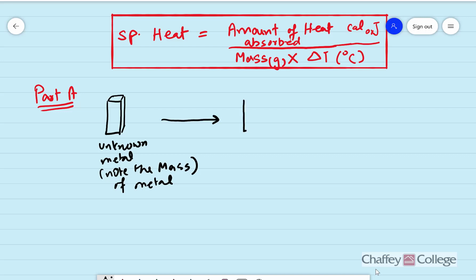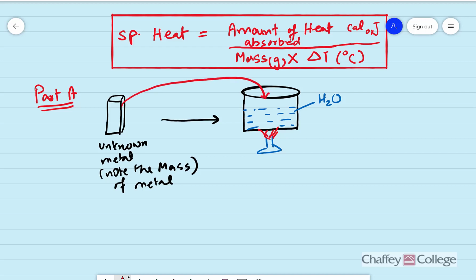And after you note down the mass of the metal, we will take a container. In that container we will take some water, and we will heat the water. We will let this water boil. Once the water boils, we will drop this metal inside the hot, boiling water. So make sure the metal is all the way inside the boiling water. The purpose here is that we need to heat up the metal.